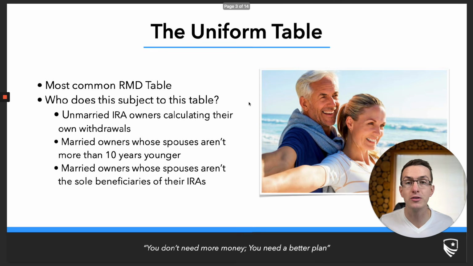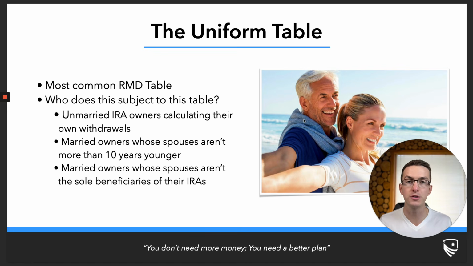And so first, let's cover the most common table, the uniform table. Most retirees will use this RMD table to calculate out their individual accounts, so their tax-deferred accounts. Again, just as a reminder, you are subject to RMDs within your tax-deferred accounts and then your Roth 401k as well. And so the IRS lays out 3 specific classes of people or groups of people that need to use the uniform table. They are unmarried IRA owners calculating their own withdrawals. So if you're a single filer calculating what your RMD will be on your tax deferred accounts, you'll use the uniform table. Married owners whose spouses aren't more than 10 years younger.